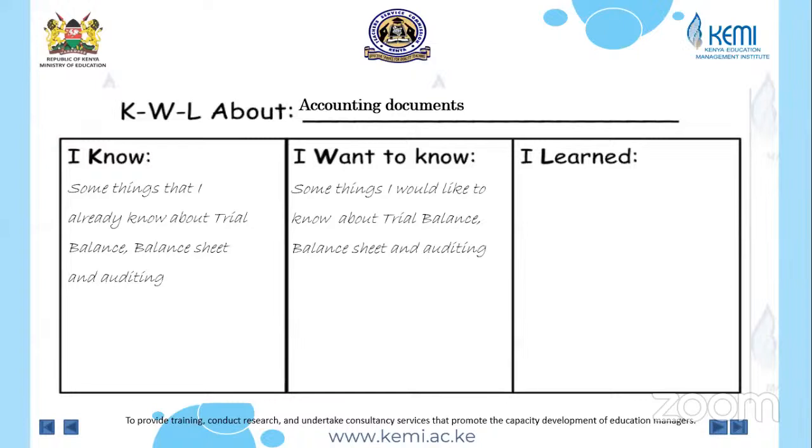We're just going to pick from where Mr. Choge has left. We were looking at financial terminologies since morning with Madam Rebecca and Mr. Stephen Choge. I want to conclude with just three terminologies: the trial balance, the balance sheet, and auditing. Therefore, we want to start with a KWL, which we shall execute via our chat forum, Madam Nancy.